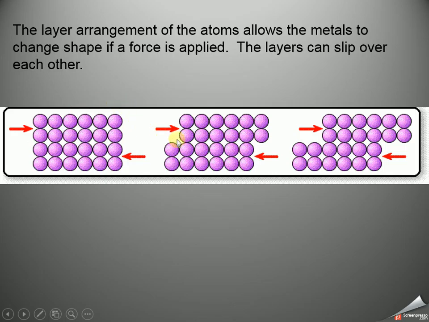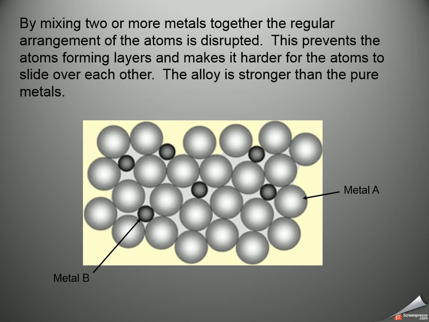How do we make this stronger? What we do is we mix it with another element. Can you see here now you've got metal A, which is a big metal, and metal B. Can you see how now they are not in regular lines? And when you try and hit it with a hammer, the atoms can't easily slide over each other, can they? So this is actually an alloy, which is two elements or two metals mixed together, which makes the alloy stronger than the pure metal on its own.